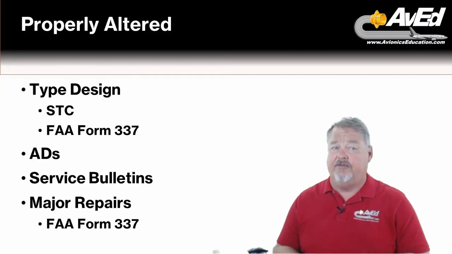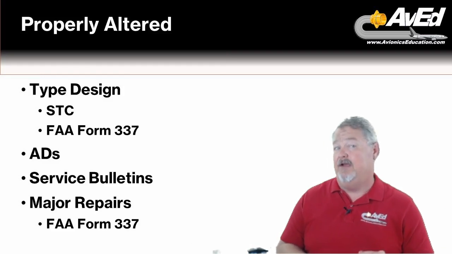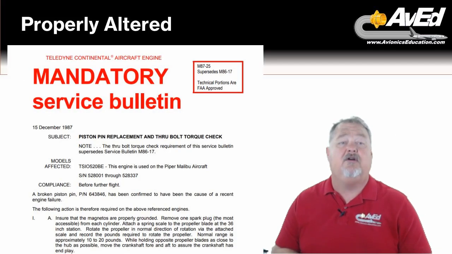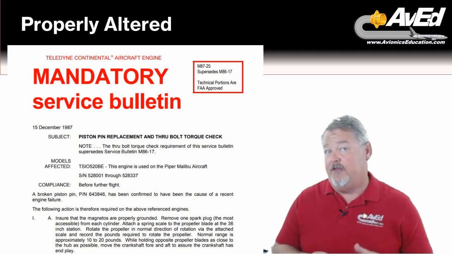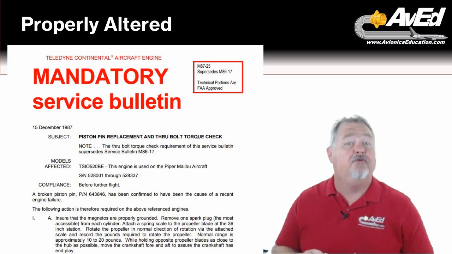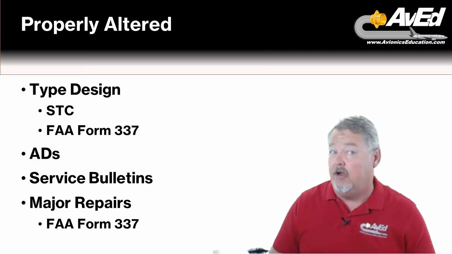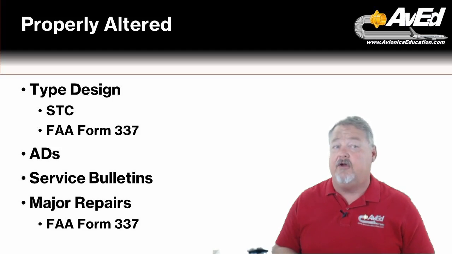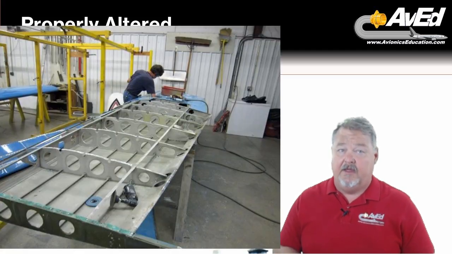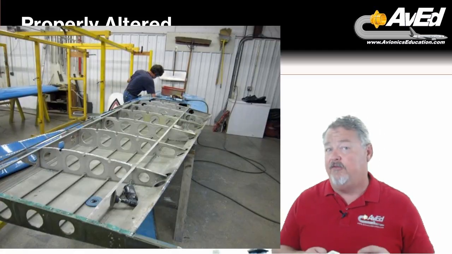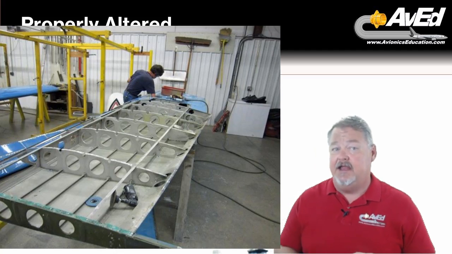Now, not as critical to safety, but can cause an aircraft to be altered, is for the owner to comply with service bulletins. Service bulletins are issued by the manufacturer and constitute approved data. Another method by which an aircraft can be properly altered is as the result of a major repair. Now, these are normally done as a result of damage and need to be documented with FAA Form 337.